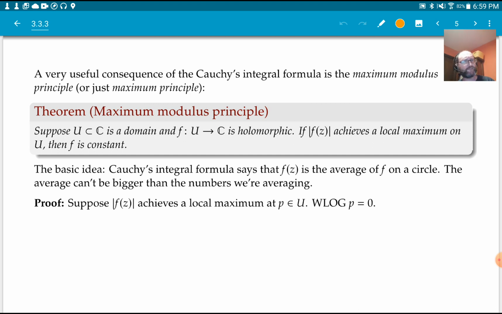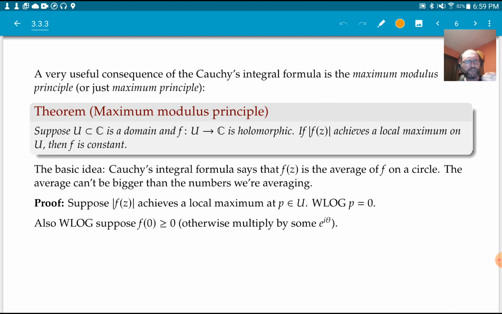Well, let's suppose that f achieves a local maximum at some point. Without loss of generality, we can assume that point is 0. Also without loss of generality, we can assume that f(0) is not just the local maximum, but also a real number that's non-negative. A priori that makes no sense, since we cannot compare complex numbers, but whenever we say that, we mean that f(0) is real and non-negative. Why can we assume this? Otherwise we could just multiply by some unimodular constant to make f at 0 non-negative. If it's 0, things are rather simple, if the local maximum is 0.